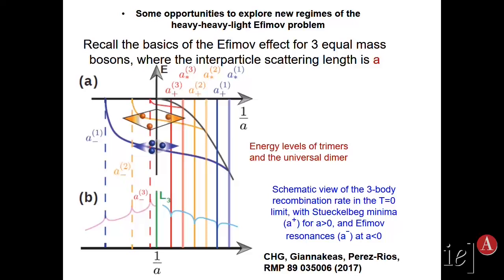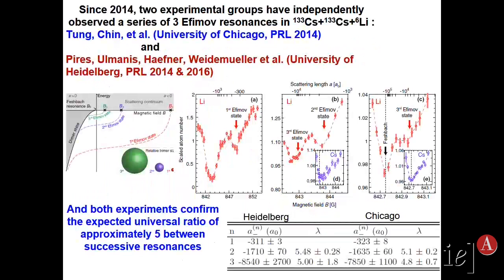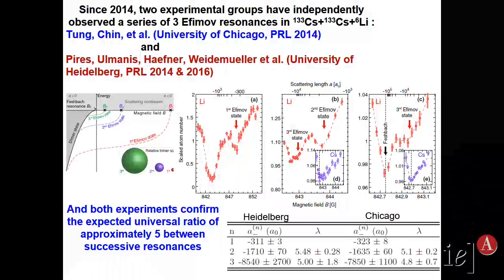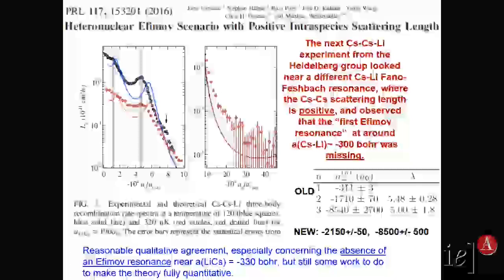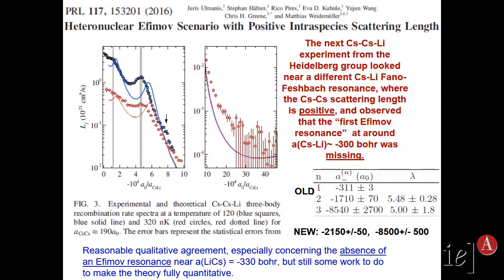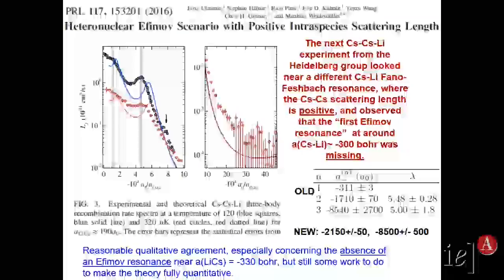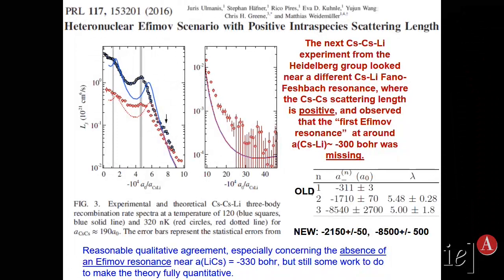So we've been wanting to see how this picture generalizes to heteronuclear systems. A large motivation came from the two groups that really saw this heteronuclear Efimov effect in cesium-lithium, including Matthias' group here and Cheng Chin's group in Chicago over the last 5 years or so. Both groups were able to see three Efimov resonances and confirmed pretty well, to within experimental error, the expected geometric scaling of about a factor of five between successive resonances. Another interesting surprise was that the first Efimov resonance seemed to be missing when the cesium scattering length was positive. A resonance that was there when it was negative had disappeared.